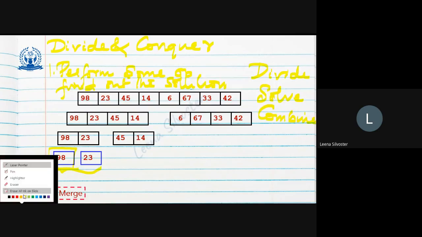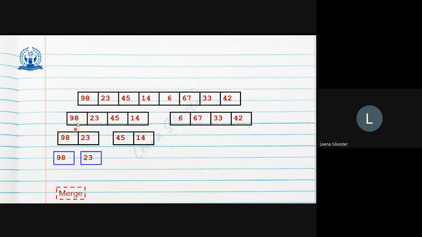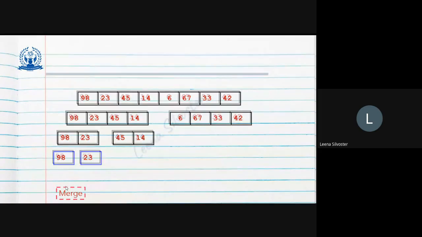So what are our steps? First, we will divide. After division, we have to solve the subsolution. Solve the subsolution means our solution here is sorting. So we are having two sets. We have to merge these two sets after sorting. So which is smallest one? Tell me which one is smallest? 23. So we have to put 23 first.